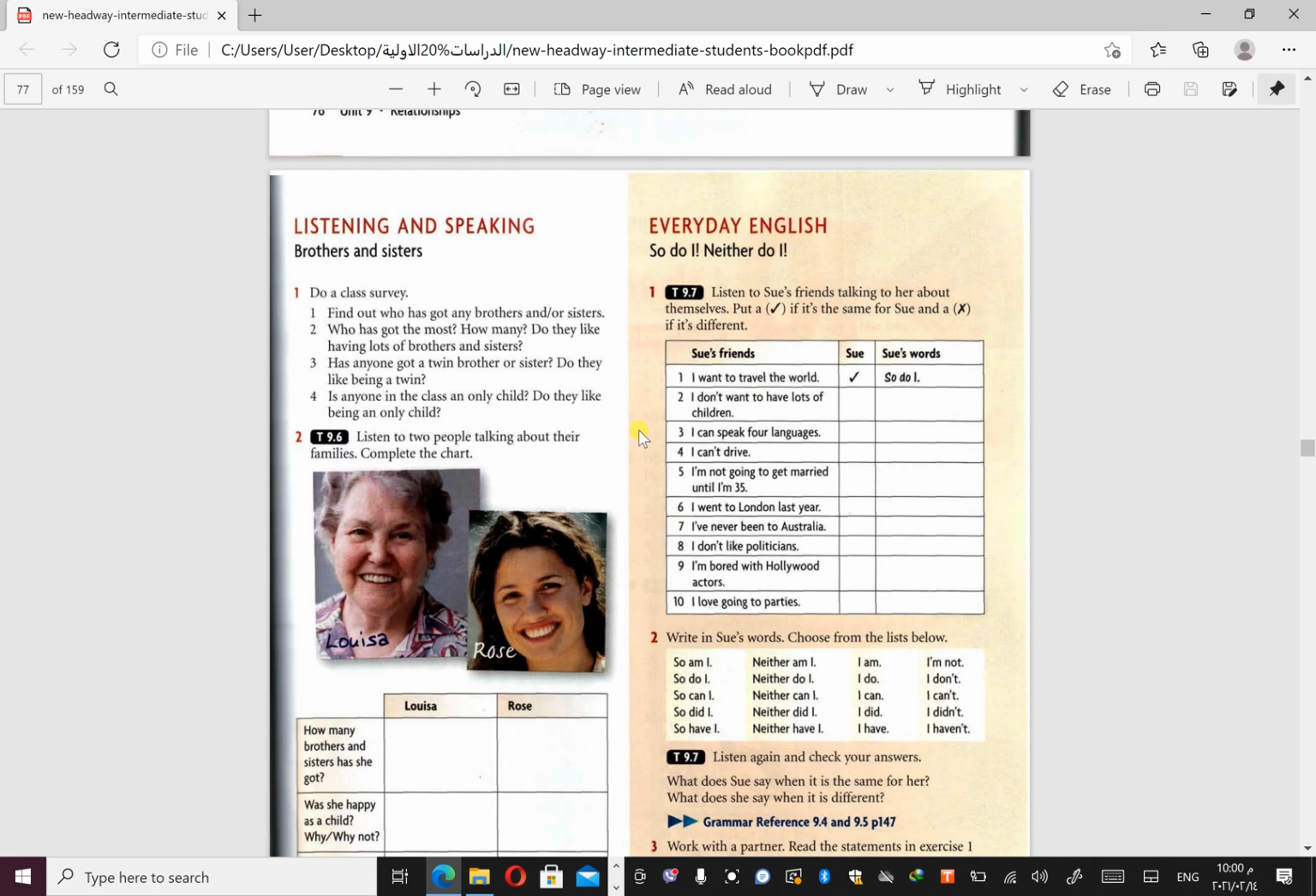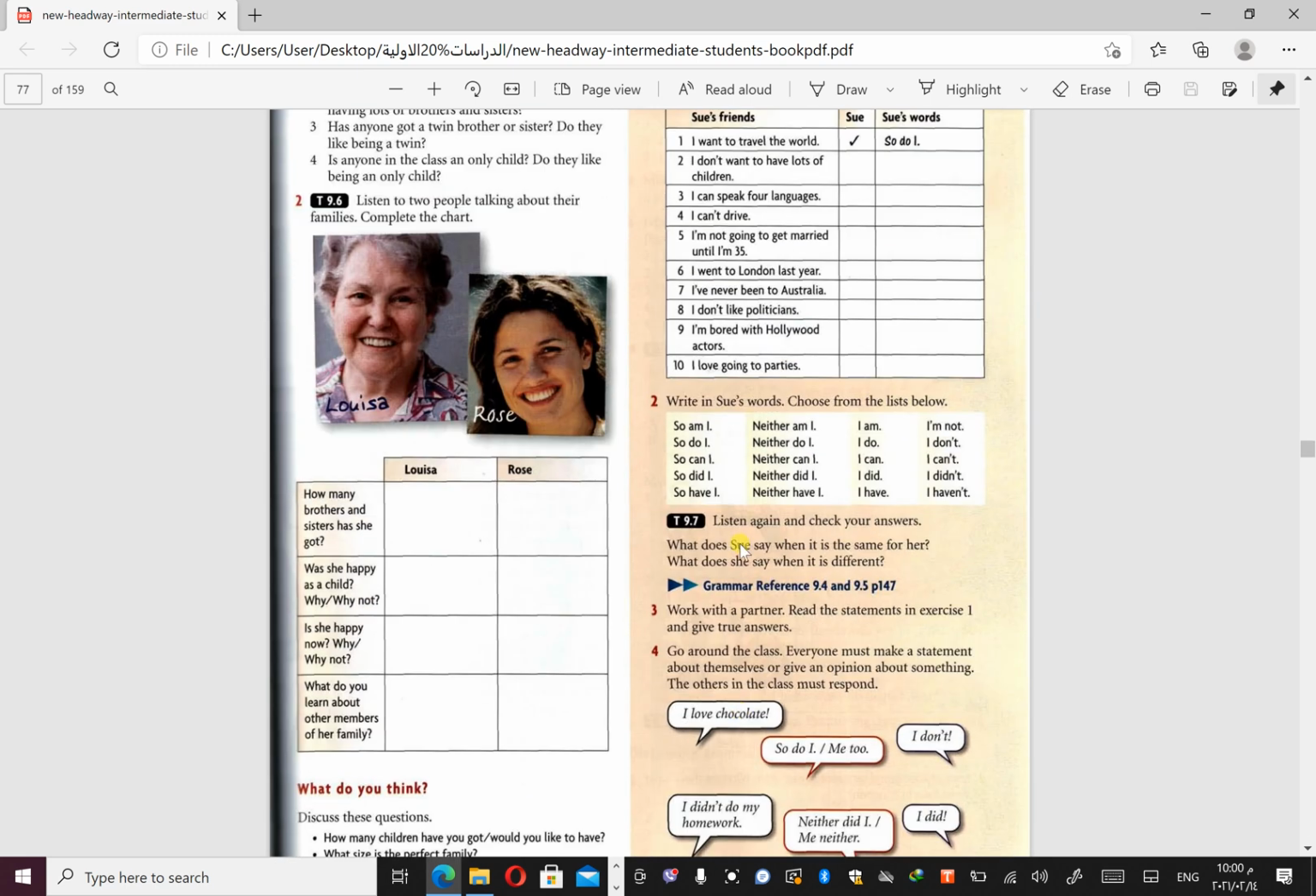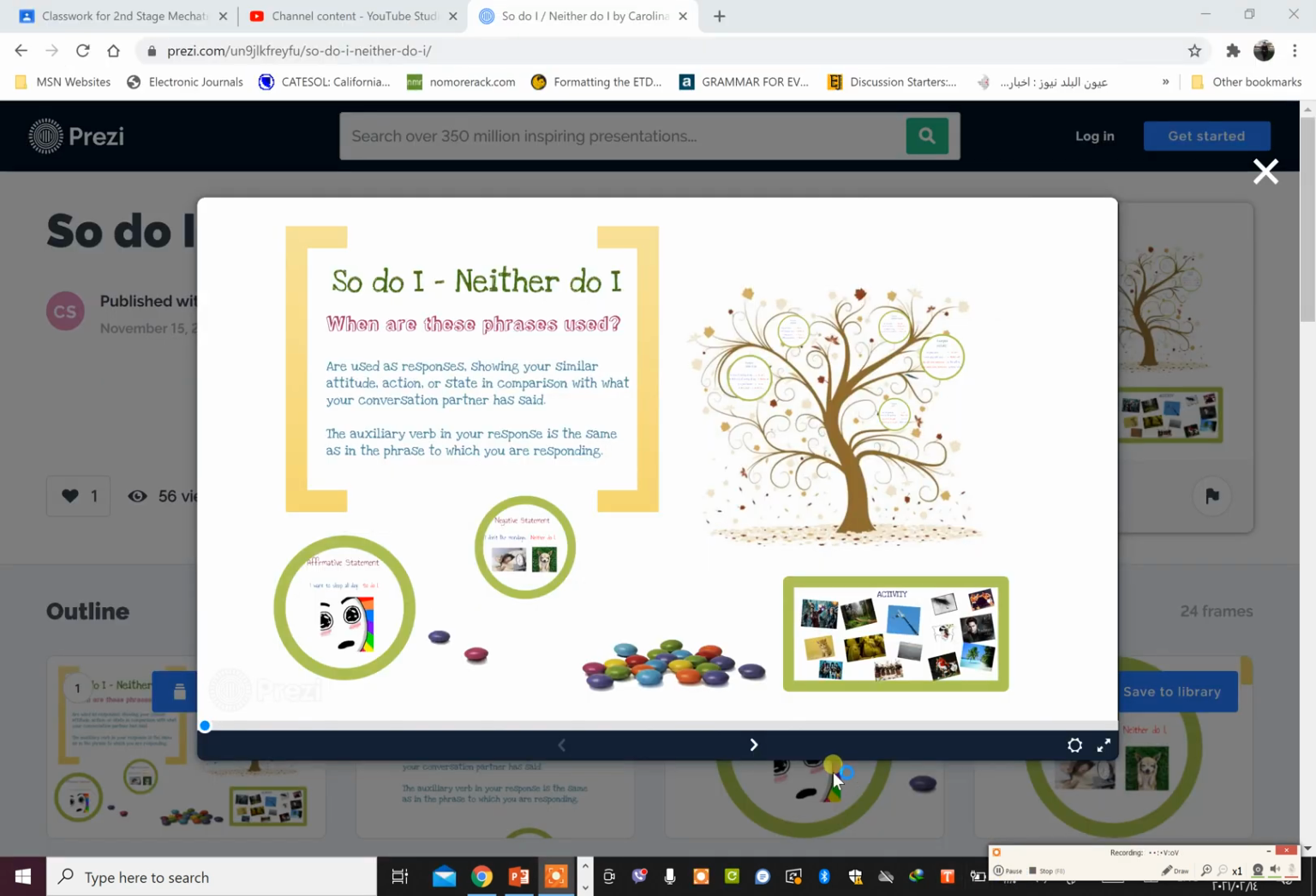And here let's talk about the most important things about how to use so do I or neither do I. Okay, you're gonna find it on page 77. And I'm gonna share with you a PowerPoint to know how to use it exactly. So in this PowerPoint we will know how to use so do I or neither do I.